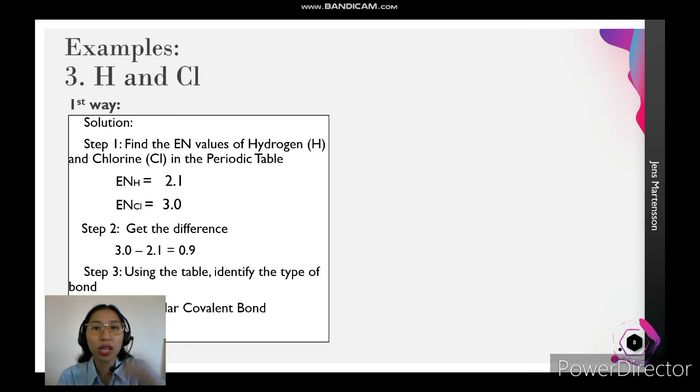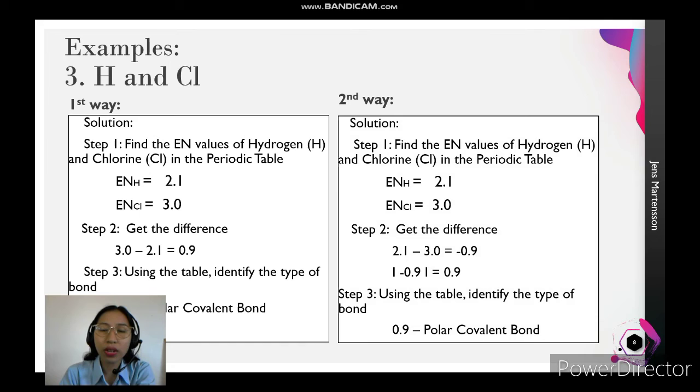Dito siya nag-fall sa 0.5 to 1.6. Therefore, HCl has a polar covalent bond. Therefore, HCl is a polar molecule. Okay? Now, let's look at your way in the module.